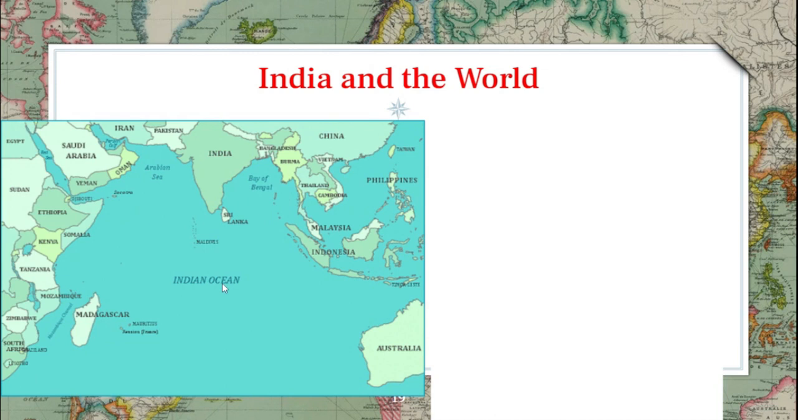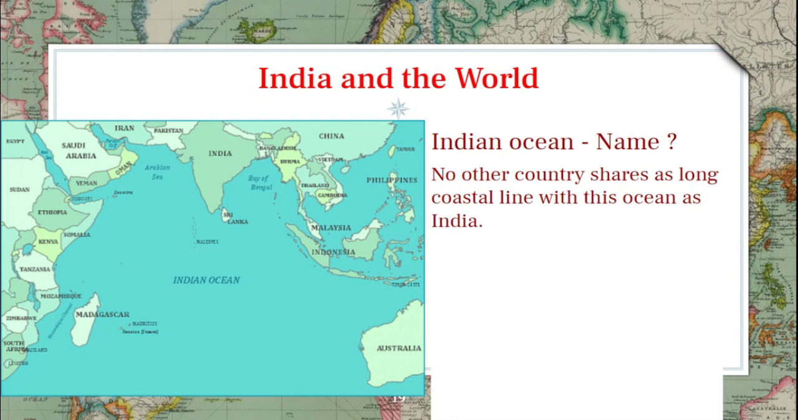The Indian Ocean is very important because India could connect different countries through it. We could connect Europe, Africa, the Middle East, and Southeast Asia through the Indian Ocean, which is helping for trade as well as tourism.